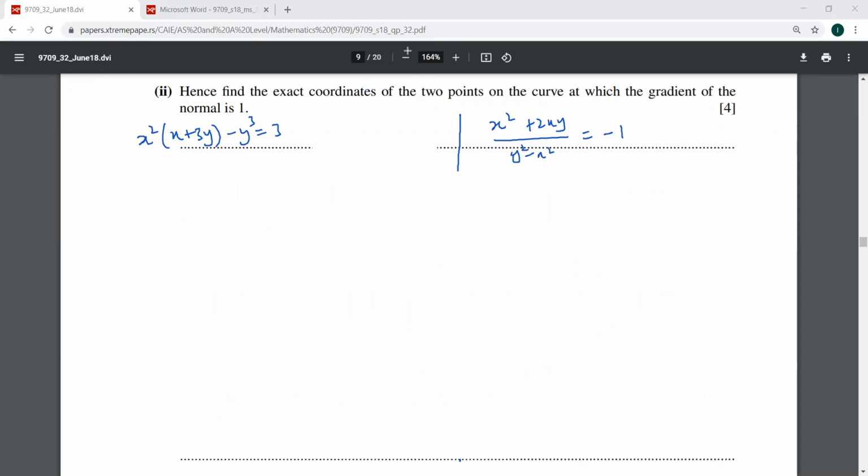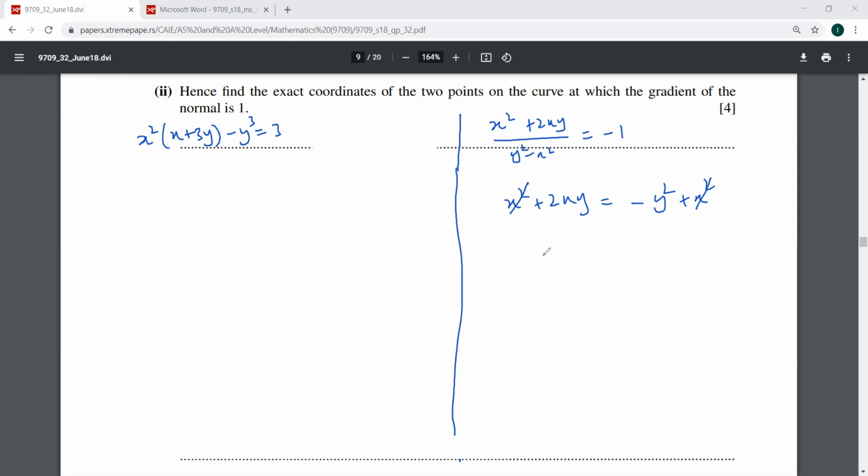So let me maintain this line here. So guys, you will be getting an equation from here. This is x square plus 2xy, that is minus y square plus x square. You have two equations in x and y, and you have to solve them simultaneously. So x square is cancelled out with this x square.